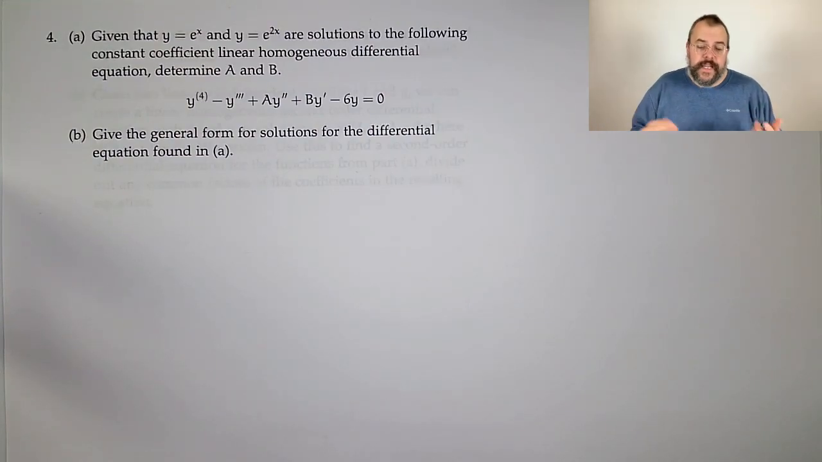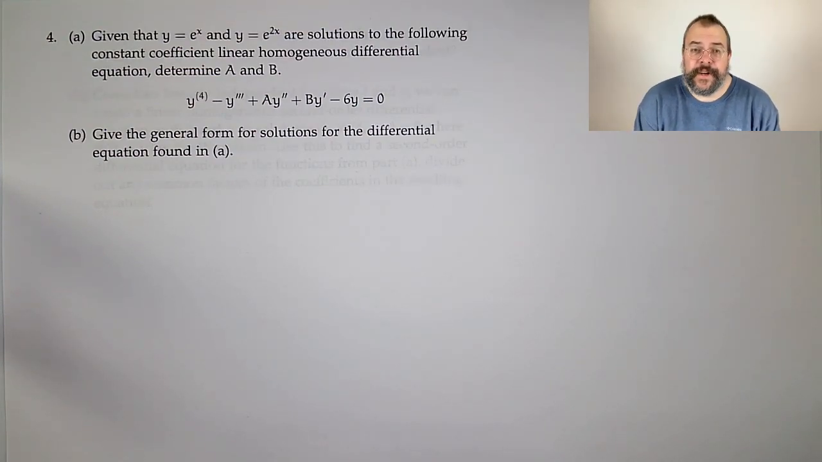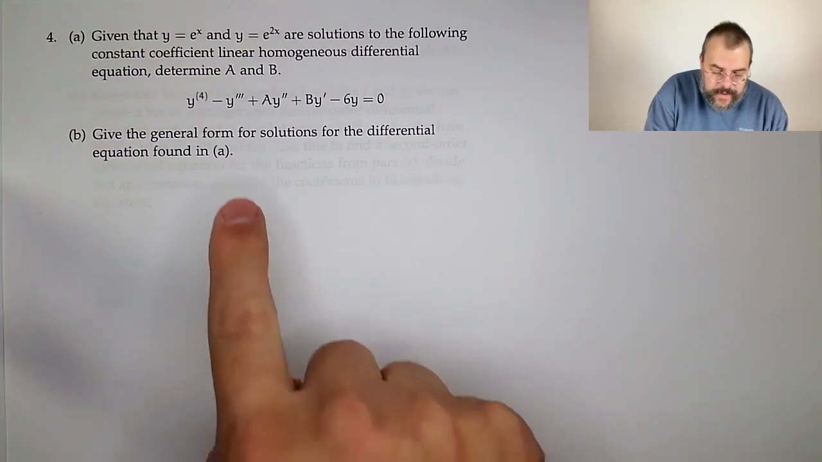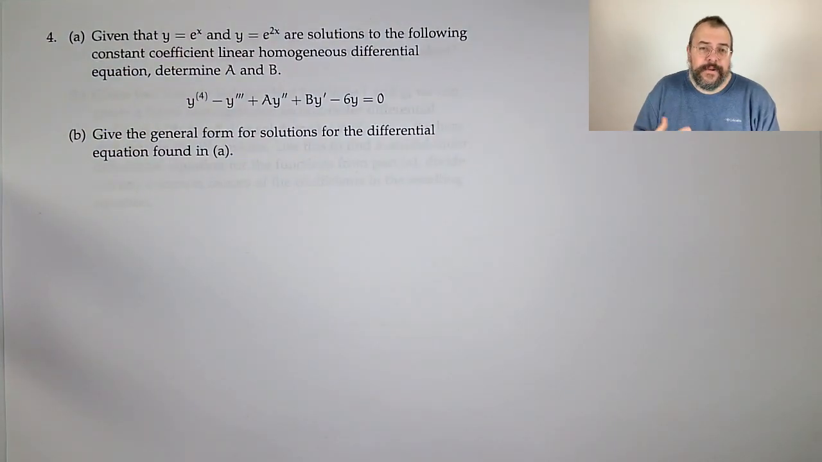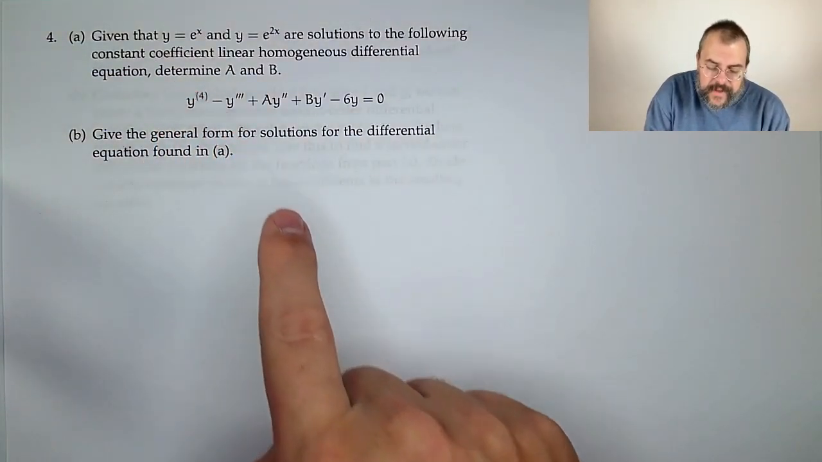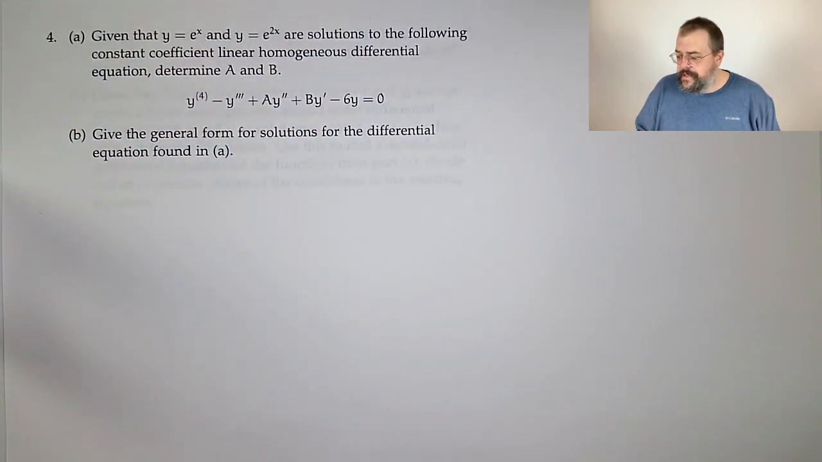Given that y equals e to the x and y equals e to the 2x are solutions to the following constant coefficient linear homogeneous differential equation, determine a and b. See, we don't know what a and b are. They're not specified. But we say, hey, look, e to the x, that's a solution. E to the 2x, that's a solution. So, all right, what do we do?